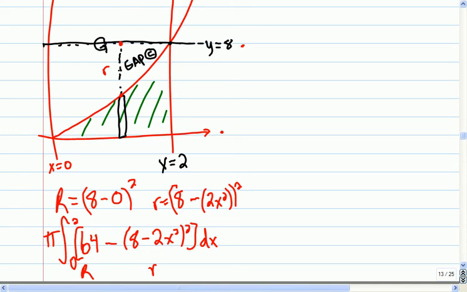Yes? Can I move the 64 out? Well, it'd have to be on both. I'd have to factor it out, right, if it was a constant. But basically I'm going to end up with two. You could think about it, you could separate it into two integrals if you wanted, but no, I wouldn't move the 64 out in this case.